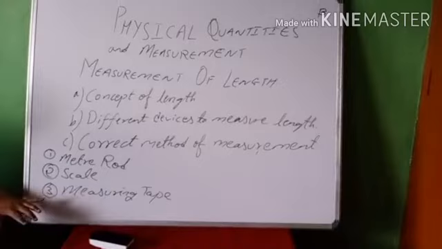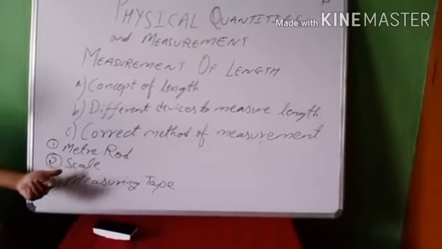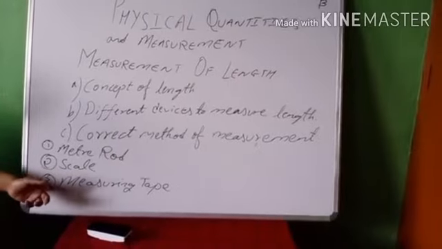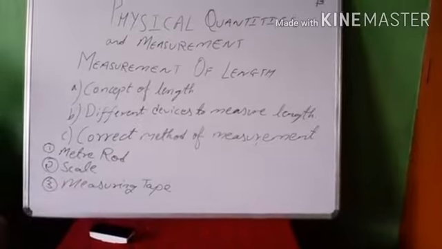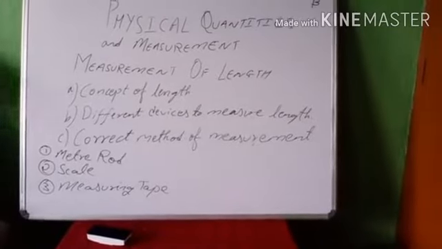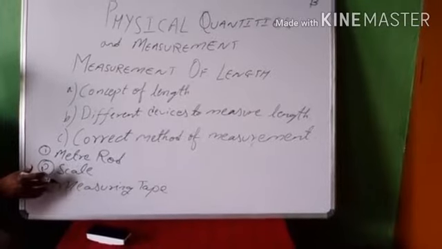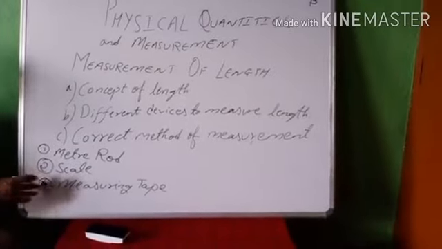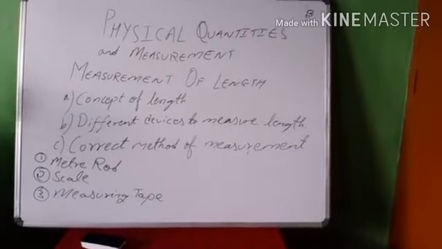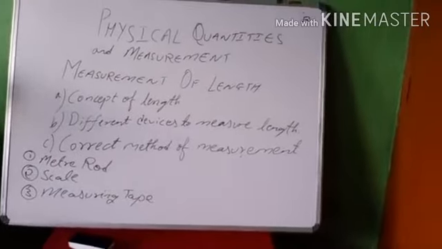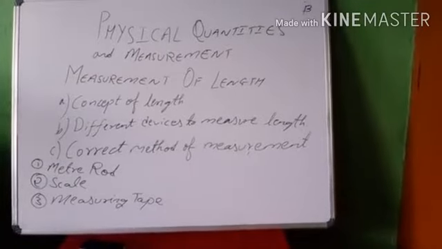Measuring tape is actually flexible one. Your meter rod is not flexible, scale is also not flexible, but measuring tape being flexible helps us to measure the length of objects of different shape and size. For example, if you have to measure the diameter of a tree, then meter rod and scale will not help you much, will not help you at all. But with the help of a measuring tape, you can easily do it. And measuring tape is used by construction workers, carpenters to measure the length of the wall and all, etc.